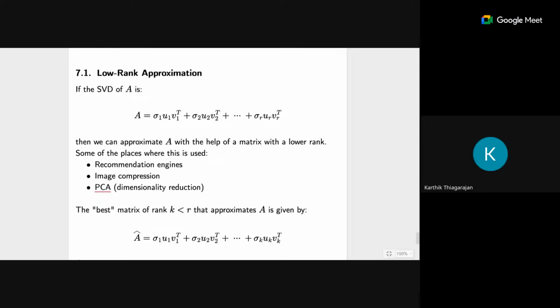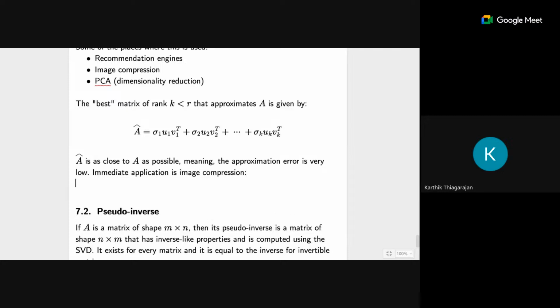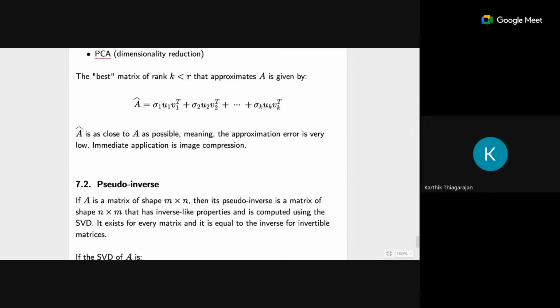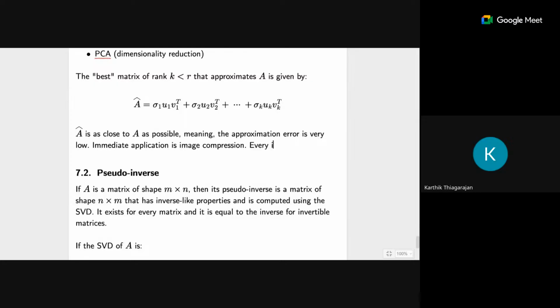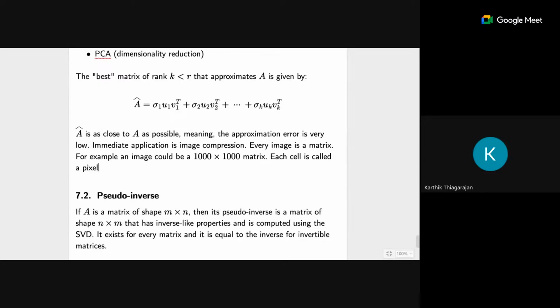So I'll just demonstrate one example of this low rank approximation for an image. The immediate application is image compression. Do you all know how images are represented in a computer? Matrices. Yeah, so every image is a matrix. For example, an image could be a 1000 cross 1000 matrix. Each value in each cell is called a pixel.